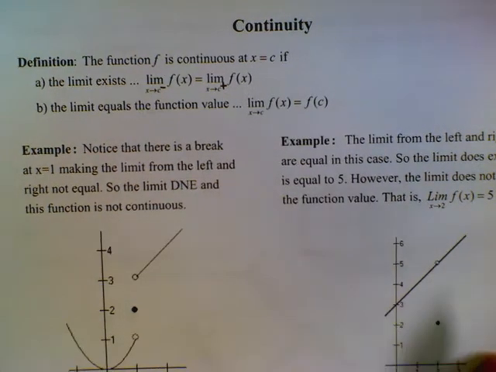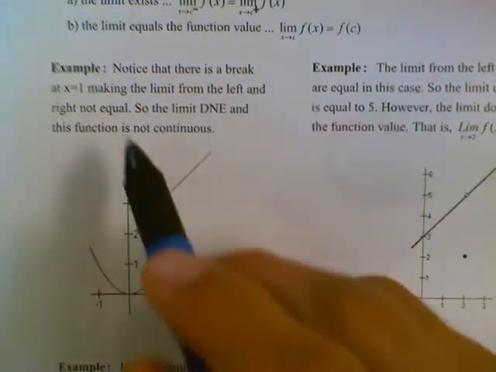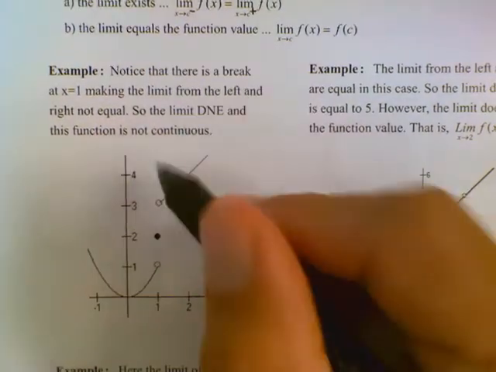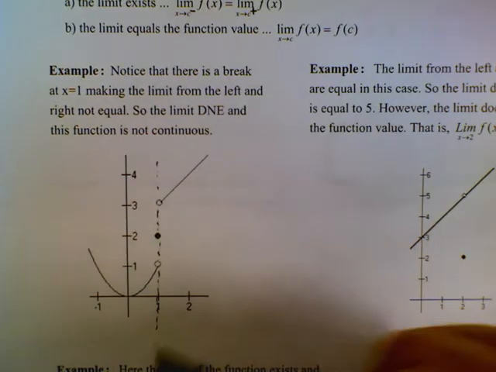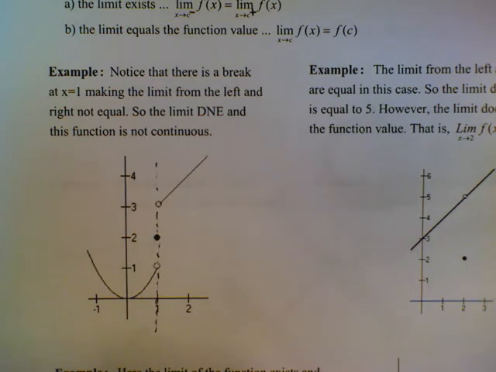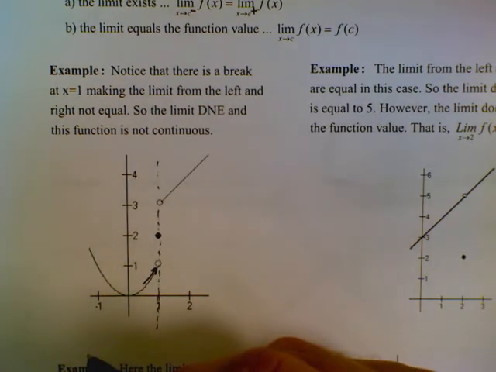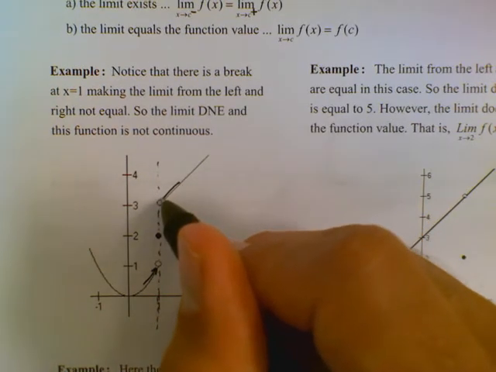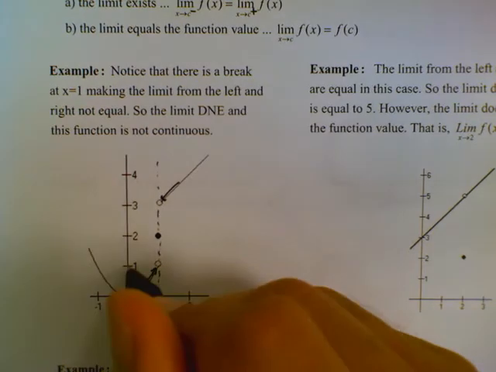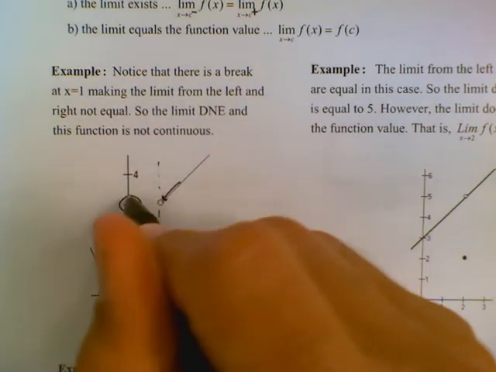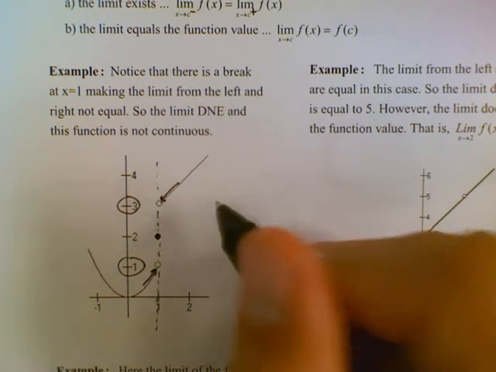Okay, so let's take a look at a few graphical examples. Notice that there is a break at the line x equals 1, or at the value x equals 1. That makes the limit from the left and the limit from the right not equal to each other. The limit from the left is 1, but the limit from the right is 3. So therefore the limit does not exist.